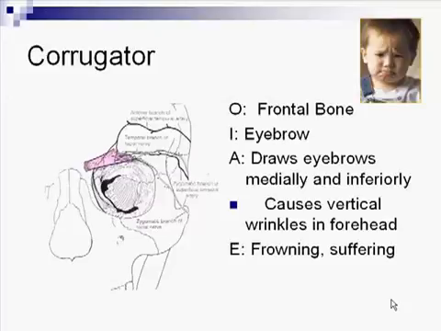Corrugator. This muscle in the eye region is deep to the superior portion of the Orbicularis Oculi muscle. It runs from the bridge of the nose laterally to the eyebrows. Its action is it draws eyebrows together and downward when you're frowning or suffering. This causes vertical wrinkles in the forehead as when a person frowns.